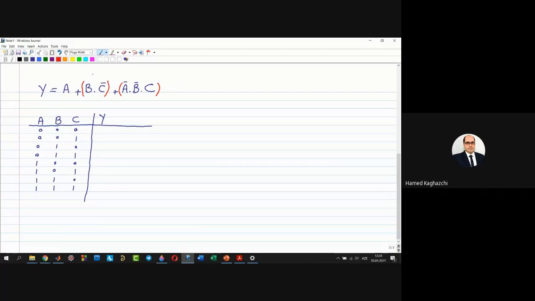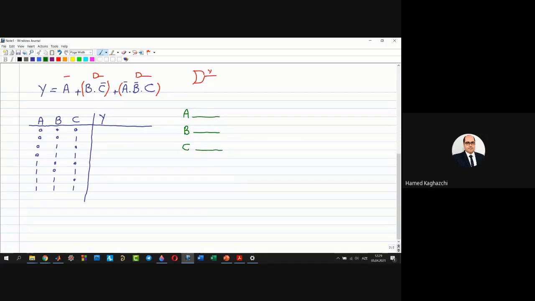Now I can represent the equation as a sum of products. It means that I have an AND gate here, an AND gate here, and this is one variable. So all of them are ORed together. If I want to draw it, how many variables do I have? A, B, and C.